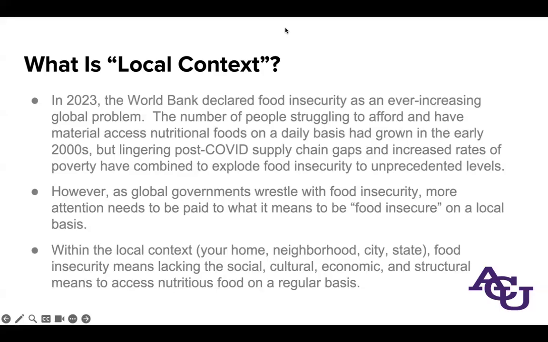In 2023, the World Bank declared food insecurity an ever increasing global problem. It's not something that's going away. Initially, they were concerned in the early 2000s that food insecurity is rising, especially with global warming. The hottest places in the world, where things are really heating up, are not being able to produce enough food, get enough food to people. People are struggling to afford to have material access to nutritional foods. That was in the early 2000s.